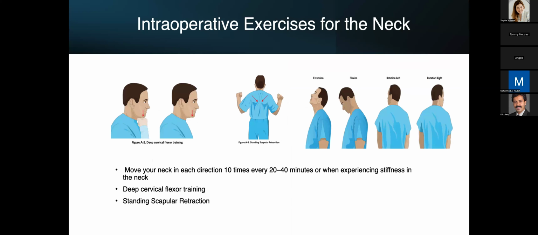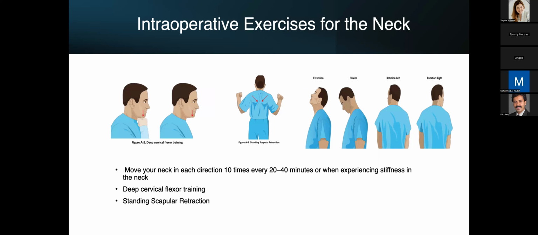So exercises to stabilize your neck and shoulder. Like I said, the deep cervical flexor training. Also, you want to hold your closed fist between your chin and chest and flex your neck for about 10 seconds. You should feel the front neck muscles engage. They recommend repeating it 10 times throughout the day.